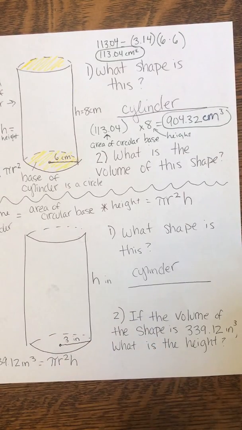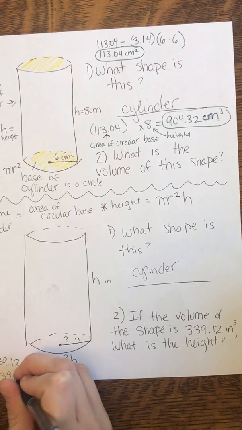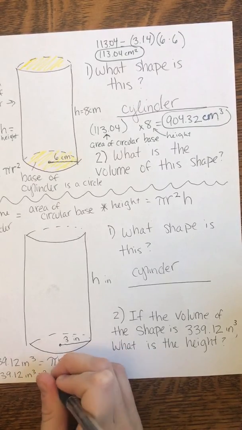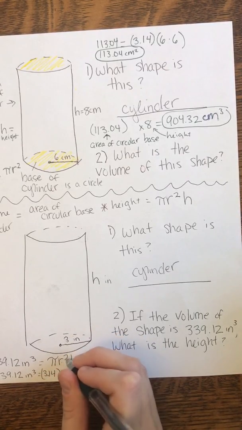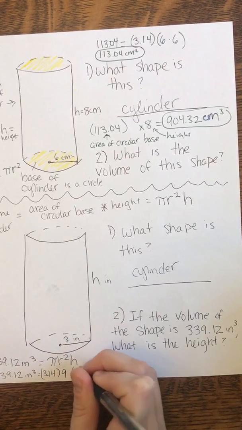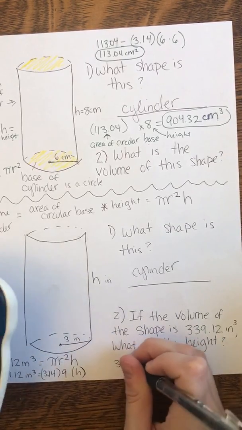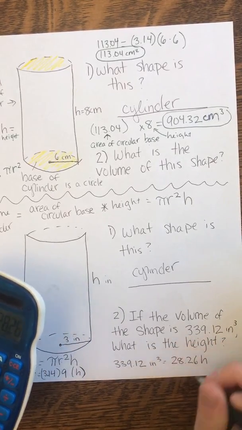Oh, I'm also given my radius. My radius is 3. Funny how that worked out. 339 and 12 hundredths inches cubed equals pi, and I'm going to plug in 3.14 for pi, times 3 squared, because it's a radius squared, so it's 3 times 3, which is 9, times the height. And now I just have one variable I'm solving for, which is the height. So first, let's multiply 3.14 times 9. 3.14 times 9 equals 28 and 26 hundredths. So I get 339.12 inches cubed equals 28 and 26 hundredths times the height.